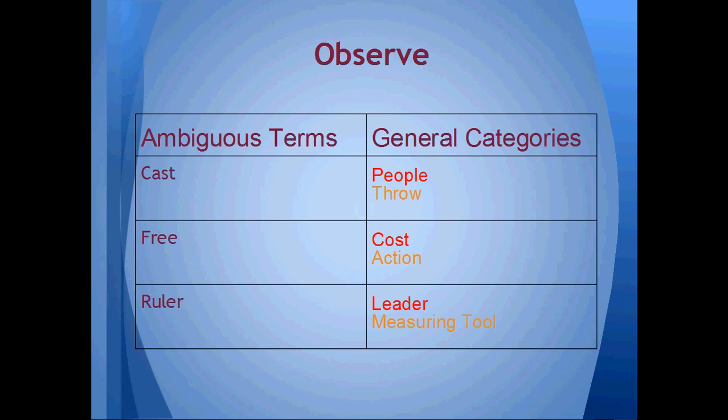Okay, so here's some more examples. You have 3 ambiguous terms, cast, free, and ruler. They could fall under at least 2 different general categories. That's the minimum you need to know whether they're ambiguous or not. You're actually going above and beyond, and you're putting too much effort by trying to figure out the different definitions of each of those terms, because all you have to do is figure out the general categories that they each fall under. So cast could fall under either people or throw. Free could either fall under cost, as in no cost, or action, being able to do something. Ruler could fall under the general category leader, or a type of tool, a measuring tool.